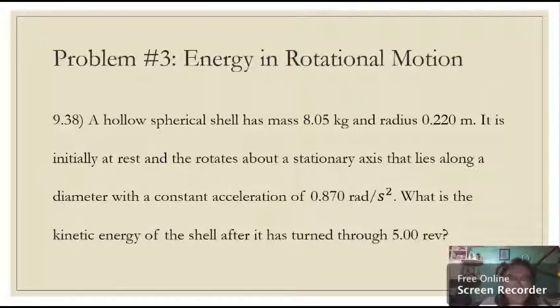So for problem number 3, which involves energy in rotational motion, here is the problem that we need to solve. A hollow spherical shell has mass 8.05 kg and radius 0.220 meters. It is initially at rest and it rotates about a stationary axis that lies along a diameter with a constant acceleration of 0.870 rad per second squared. What is the kinetic energy of the shell after it has turned through 5.0 rev?